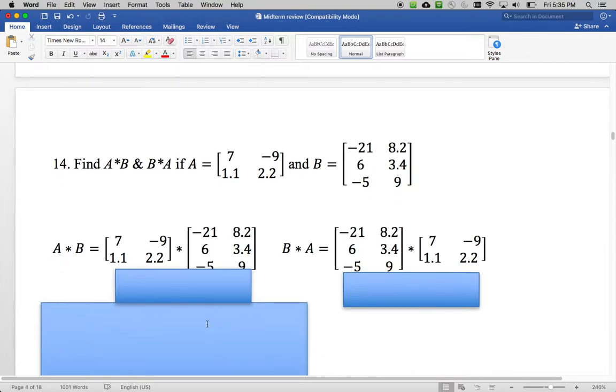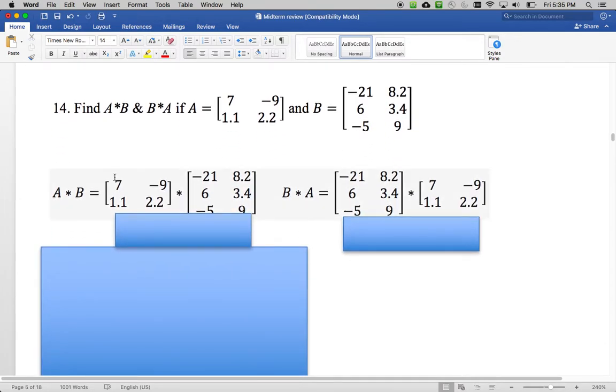All right, multiply matrices. So again, I'm 100% sure every single one of you is just going to use your calculator. So to multiply, we have two matrices. This is matrix A, this is matrix B. We want to find A times B, and we want to find B times A.